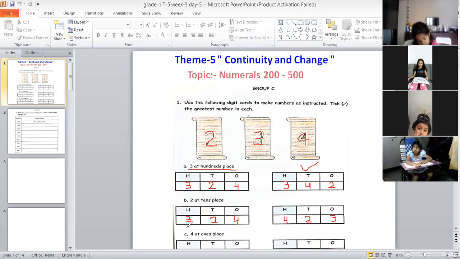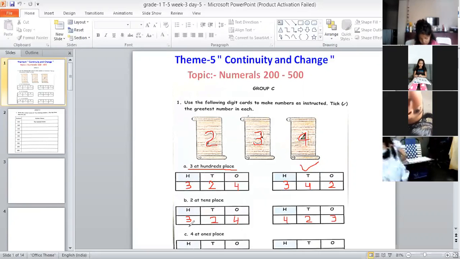Now, to compare three-digit numbers, we always start comparing the numbers at the hundreds place first. So, Tarini, tell me what are the numbers at the hundreds place? Below H. Miss, she wrote 423 first and 324 next. That's why. Okay, no issues. Tell me, Tarini, what are the numbers at the hundreds place?